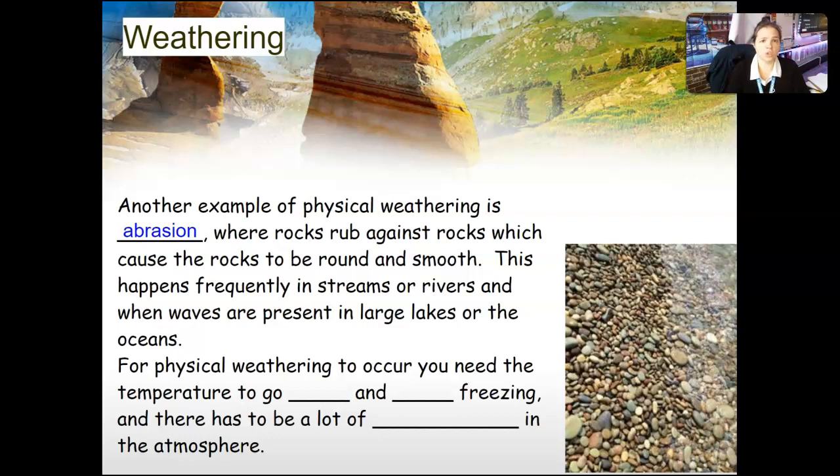So abrasion is just where rock rubs against another rock, which causes both rocks to become round and smooth, or at least the one that's moving to become round and smooth. This happens frequently in streams, rivers, and when waves are present in large lakes or oceans.